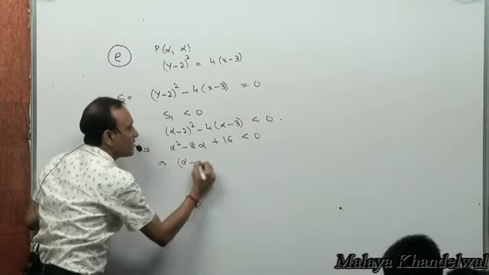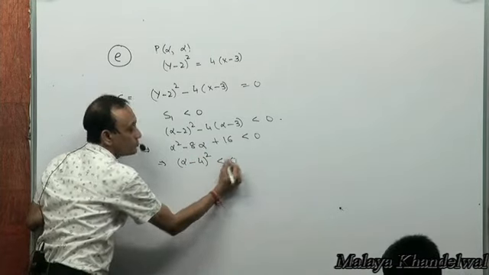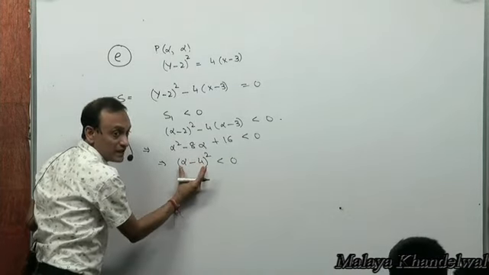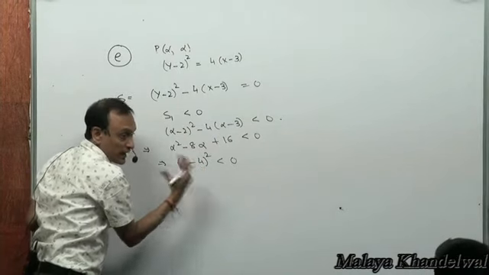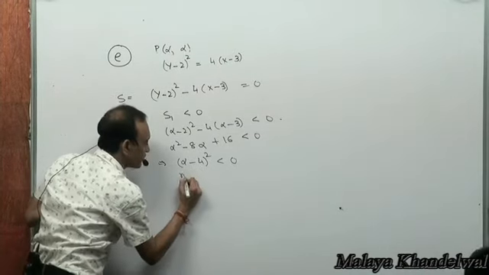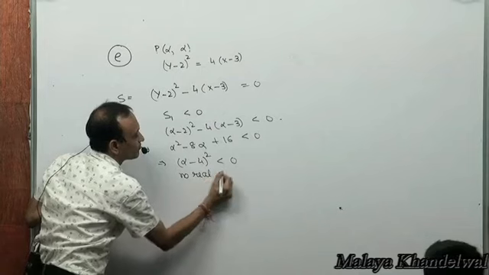Alpha is a real number. Alpha minus 4 whole square less than 0. But this is the square of a real number. Can it be negative? No. So can I find any real alpha? No such real alpha.